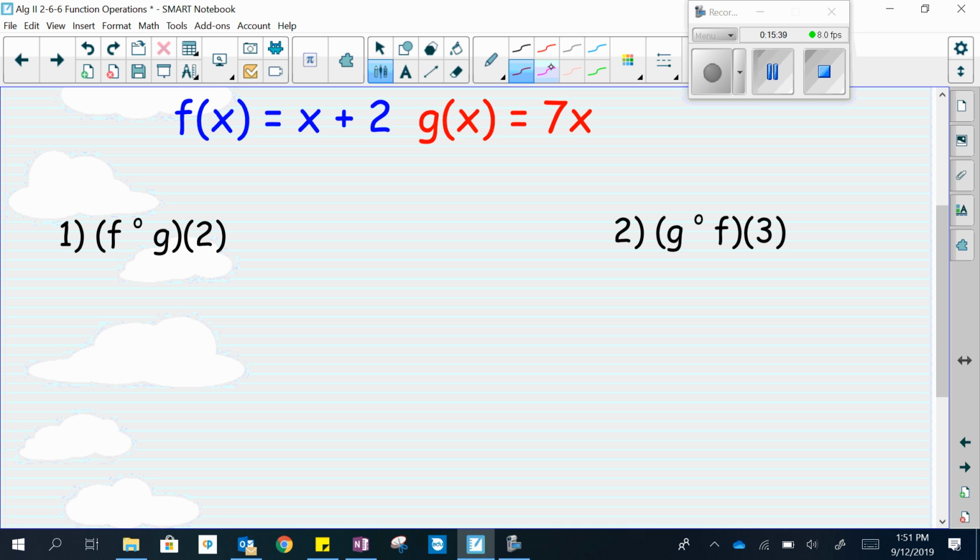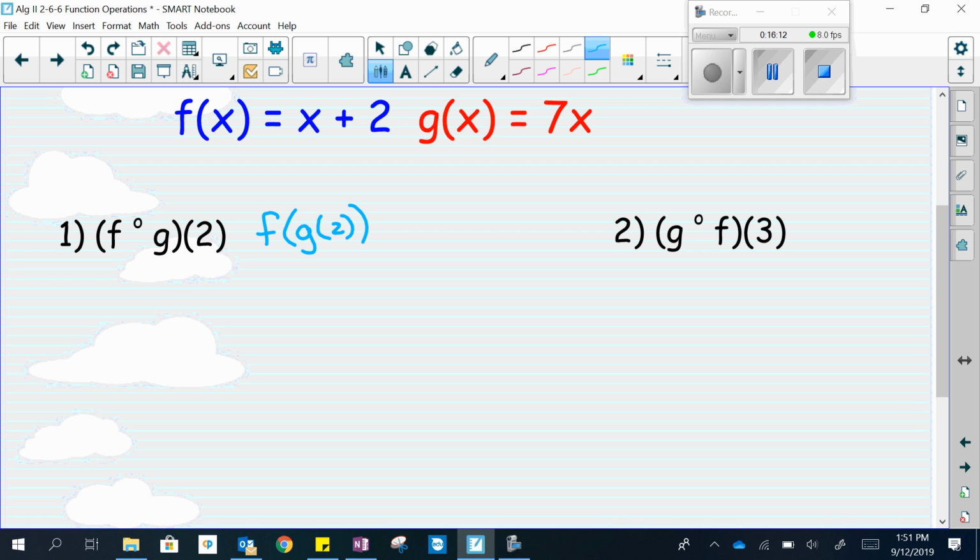So let's talk about what that really is. Look at the clouds. All right, f of g of 2. So that's f of g of 2, right? Look at what I wrote. Everybody write that. f of g of 2. Well, hold on. Time out. Everybody got that down? Okay.